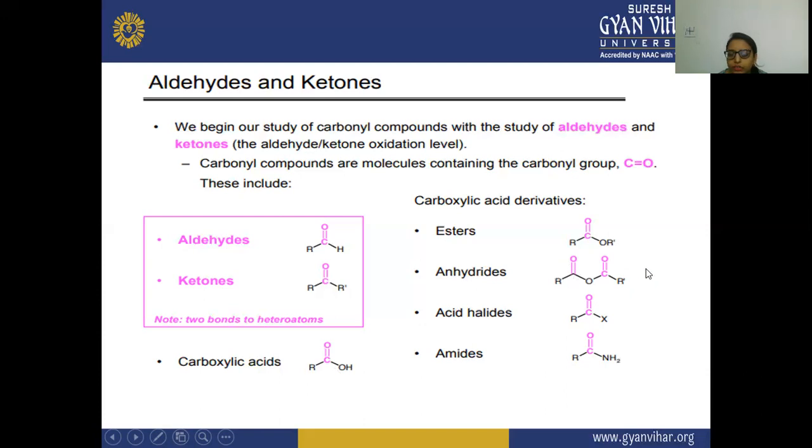If it is attached to this carbonyl carbon, then this is your anhydride. Now third is your acid halide. In this case, a halide is present, so here you have to attach one halogen. So this is your halogen and this is your alkyl group.